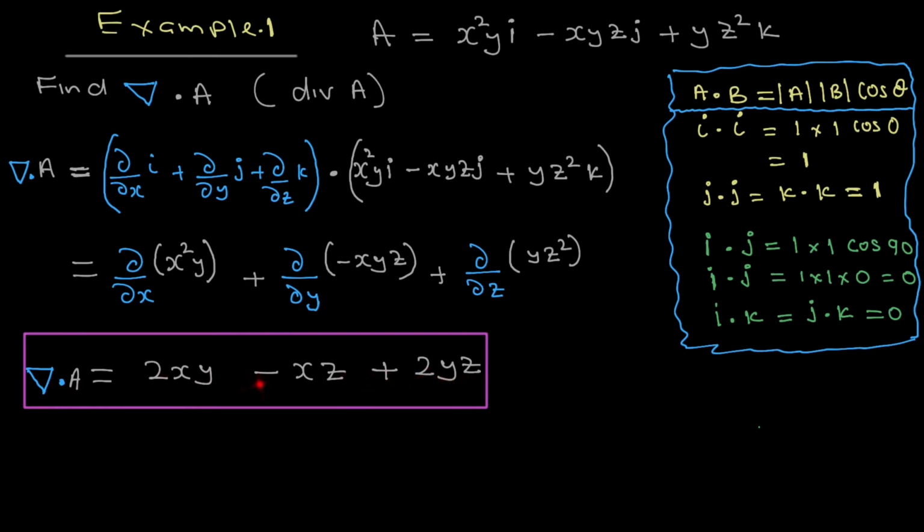So that's a scalar function, because if I put a value for y and x, I'll get a number. And if I put a value for x and z, I get a number. And if I put a value for y and z, I get a number. So because I'm getting a number here, the divergence of A will give a scalar function, a number.